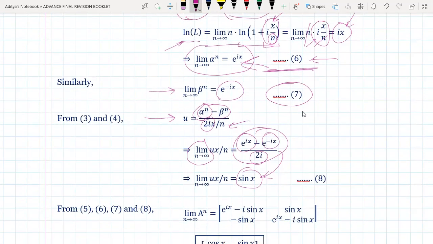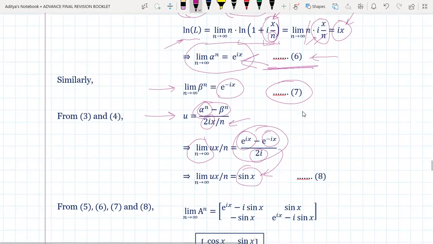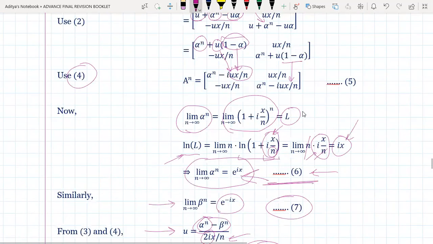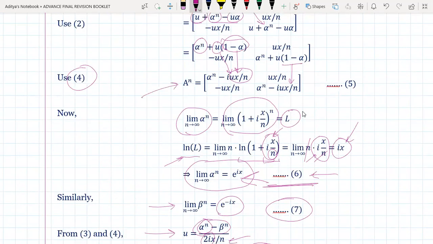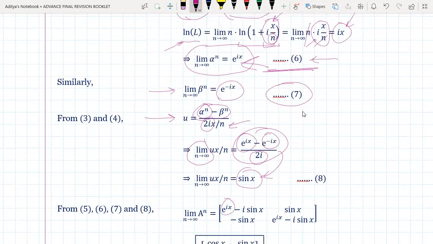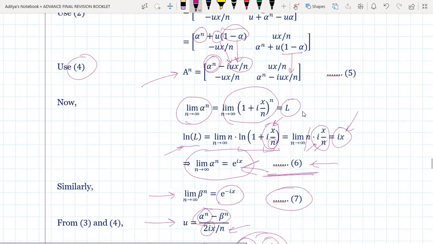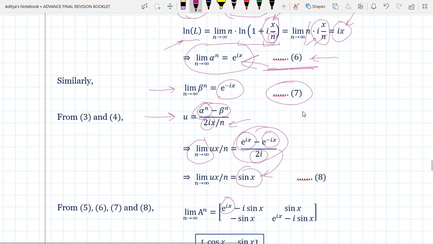Now from all these equations 5, 6, 7 and 8, look what we are doing. This equation number 5 we had, right? Just apply the limit on both sides as n tends to infinity. This limit would obviously become e power iota x. So that is what we have written here. This second limit, u x by n, would become sine x. So that is what we have done. And that is exactly what we have done for all the other terms.